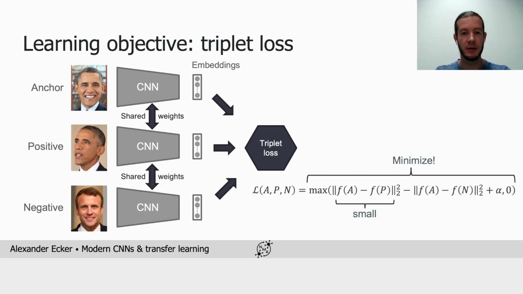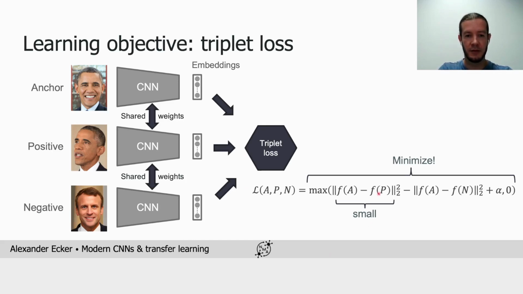This learning goal can be accomplished, for instance, by using a triplet loss. To compute the triplet loss, we need a triplet of images. The first image is called the anchor, and then we have a positive sample showing the same person and a negative sample showing a different person. We embed all three images by using the same convnet, and then we compute the triplet loss. The loss function is given here on the right. Overall, we want to minimize this loss function, so let's look at the individual pieces.